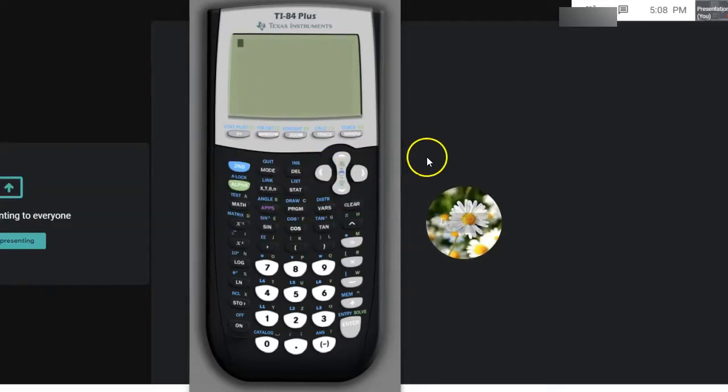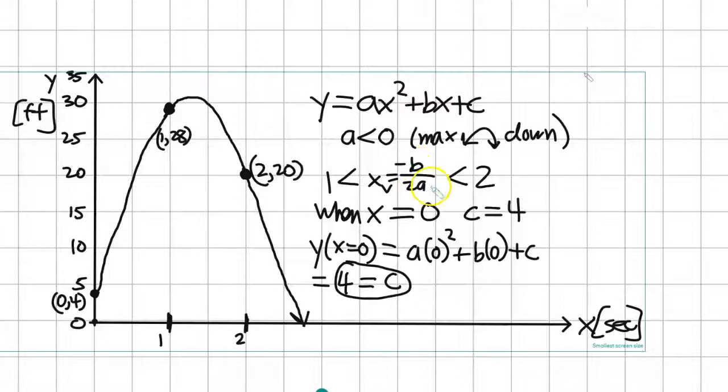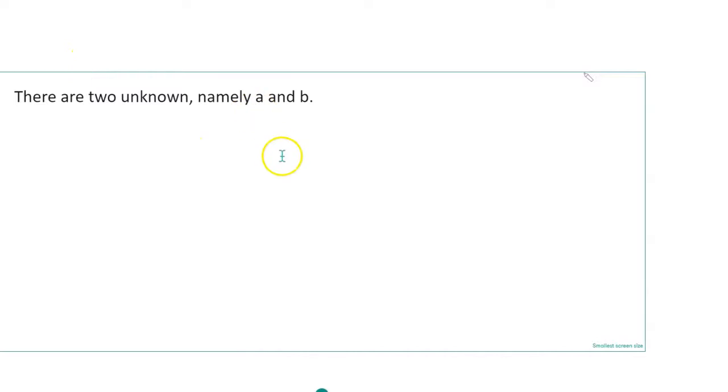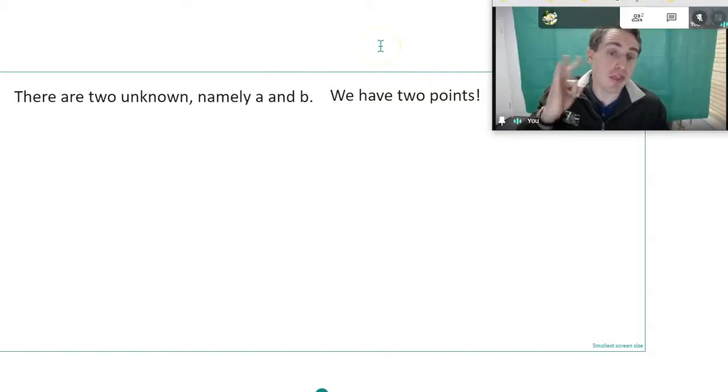Notice that there are 2 unknown variables, a and b, the coefficients. So let's write this down: there are 2 unknowns, namely a and b. But we have 2 points, so we should be able to solve for a and b. We actually had a third point, but the third point allowed us to solve for c.